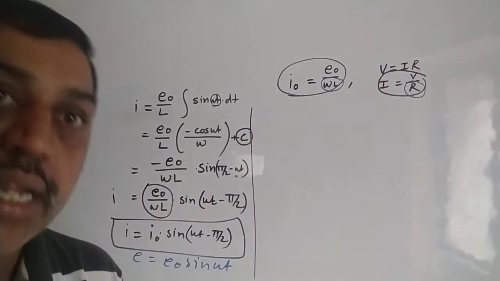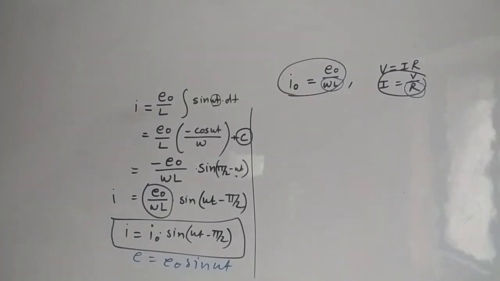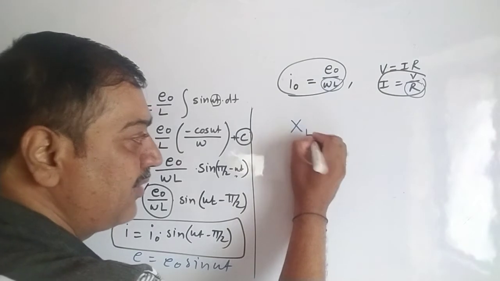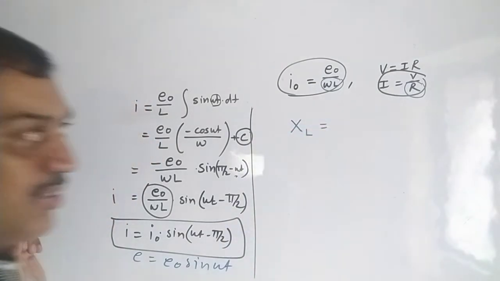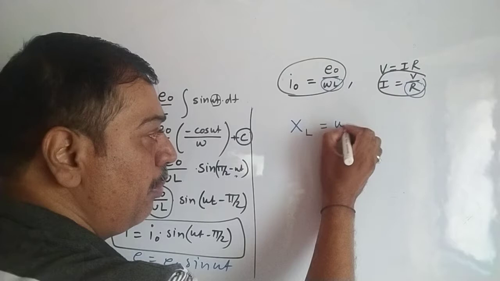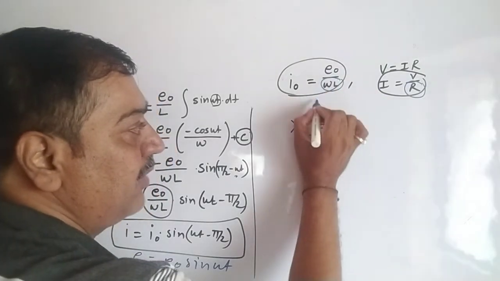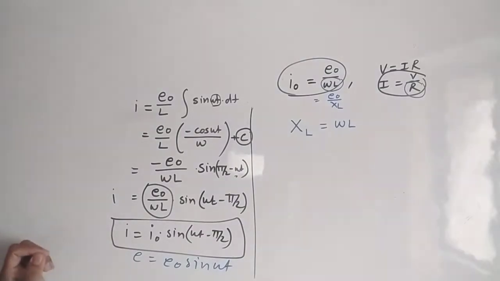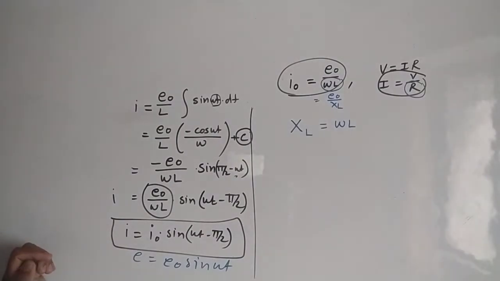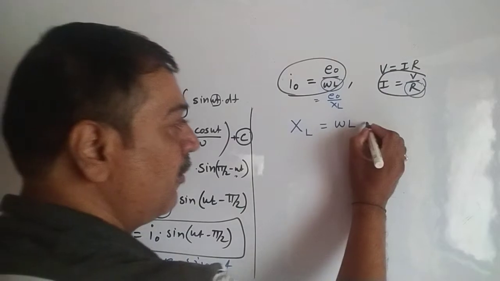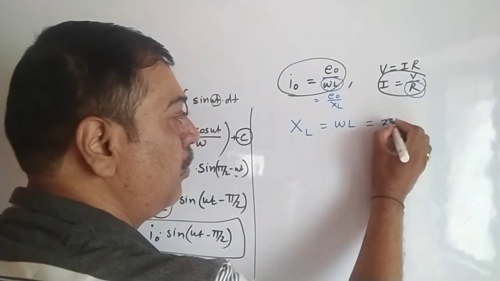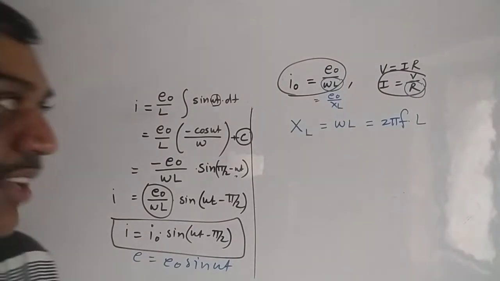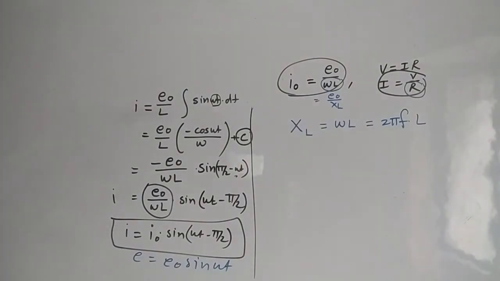Point to be remembered, it is said to be inductive reactance, and the inductive reactance is represented by X suffix L, and that is equal to omega L, or we can write this as E0 by XL. So XL equal to omega L. What is omega? 2 pi F. So we can write this as 2 pi F into L. F is the frequency, L is the inductance, and 2 pi is a constant.